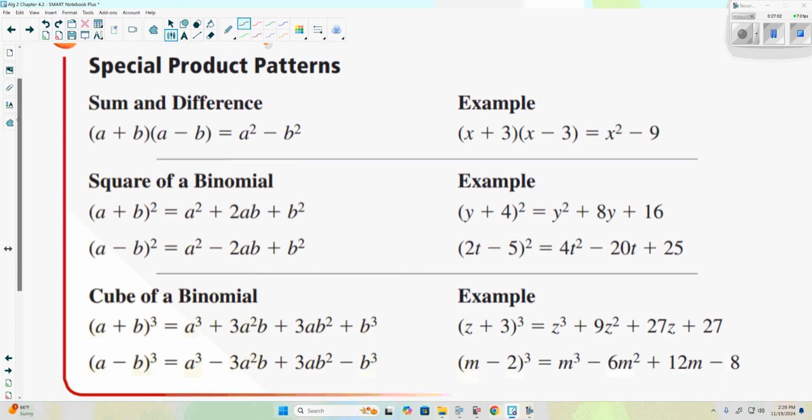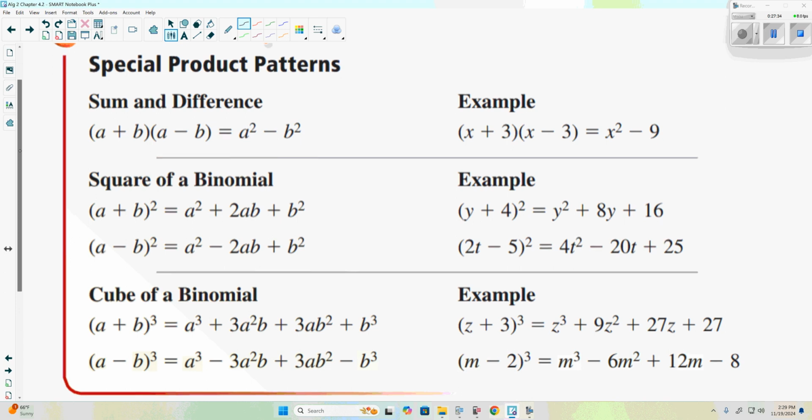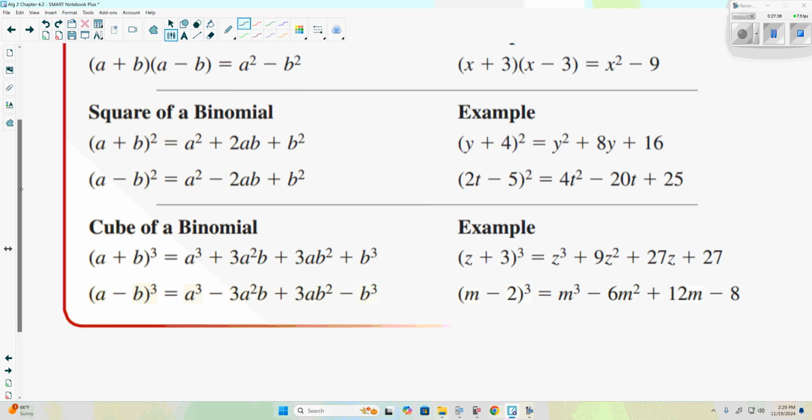Now, what we have here is special product patterns. Knowing these, all it does is make multiplication simpler for some. Not all, but for some. Because the first one we have is the sum and difference of perfect squares. Our a squared minus b squared factored to a plus b times a minus b. Well, if I have a plus b times a minus b, it should multiply back together to give us a squared minus b squared. First term squared minus second term squared. Same with our squares of a binomial. They have this form, and cubes have this form.